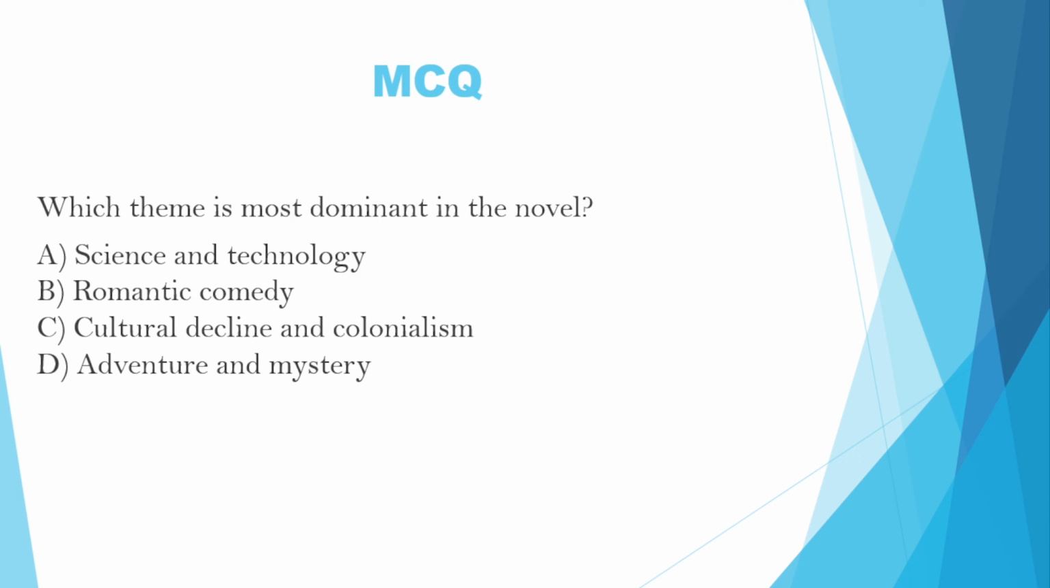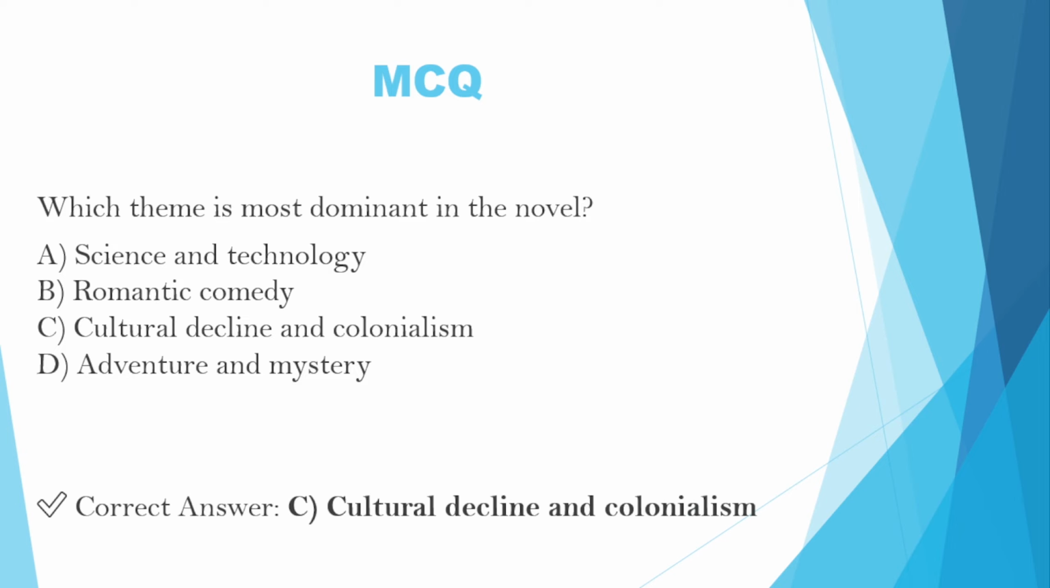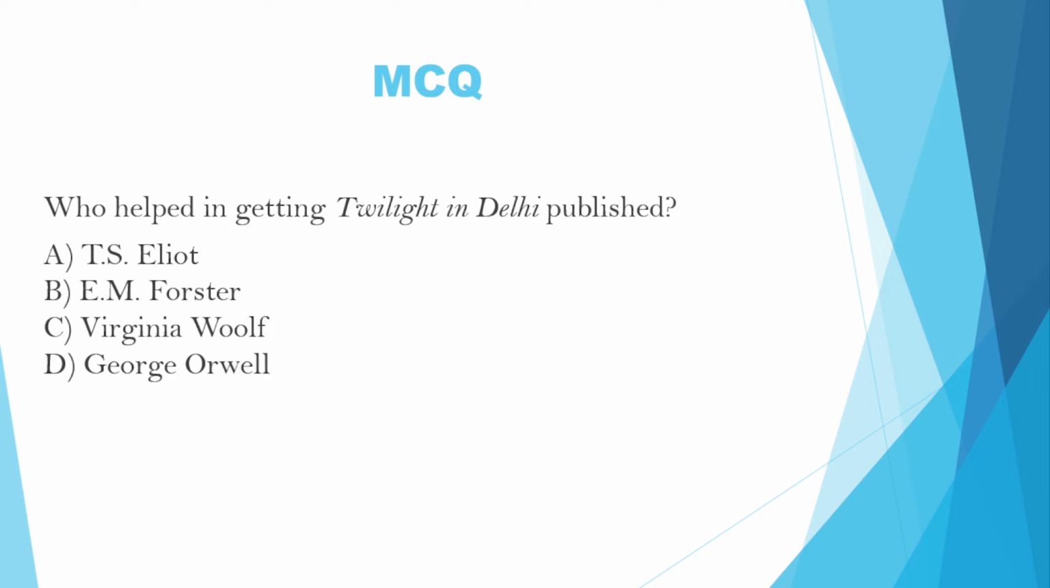Next question is, which theme is most dominant in the novel? Option A science and technology, option B romantic comedy, option C cultural decline and colonialism, option D adventure and mystery. The correct answer is C, cultural decline and colonialism. Next question is, who helped in getting Twilight in Delhi published? Option A T.S. Eliot, option B E.M. Forster, option C Virginia Woolf, option D George Orwell. The correct answer is B E.M.